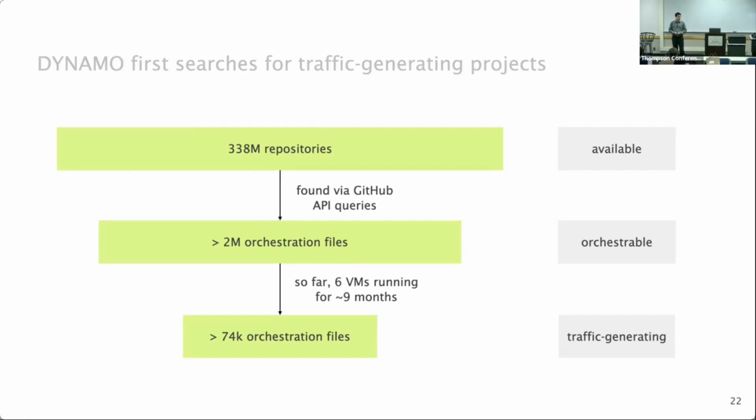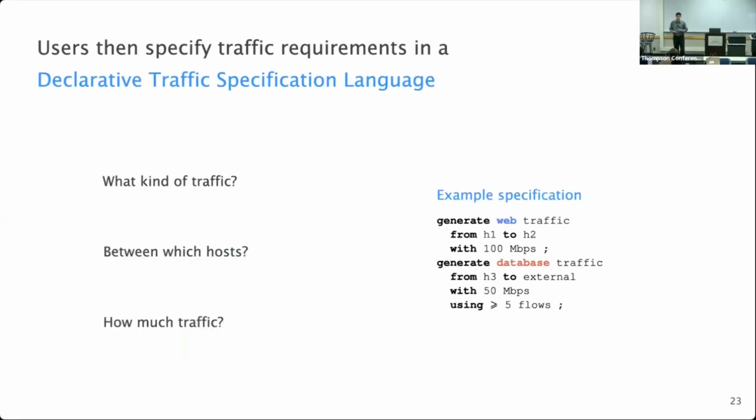Then a user has to specify what kind of traffic he or she would like to get out of Dynamo. And for that, we designed a so-called declarative specification language that answers 3 questions. First, what kind of traffic would I like to see? So in this example, web and database traffic. Between which hosts would I like to see this traffic? And these hosts are virtual hosts that Dynamo will create. And roughly how much of the traffic would I like to see?